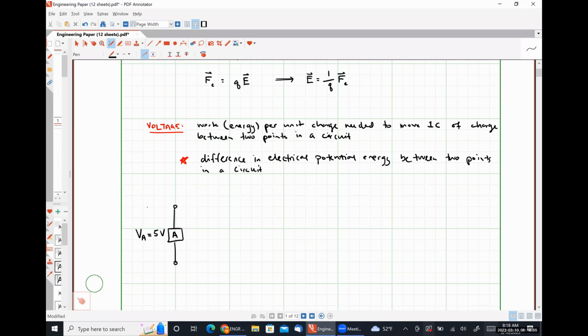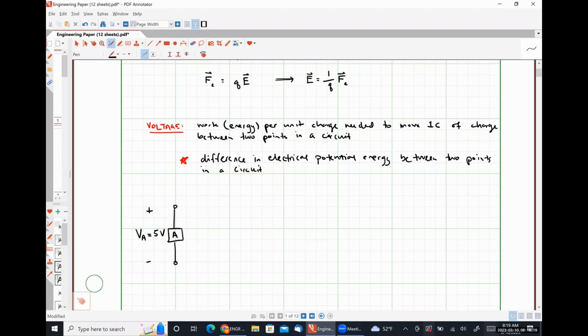So I am arbitrarily going to choose the positive polarity terminal to be on top and the negative polarity terminal to be on bottom. What this means is that the positive polarity terminal is at an electric potential that is 5 volts higher than the negative polarity terminal, okay?